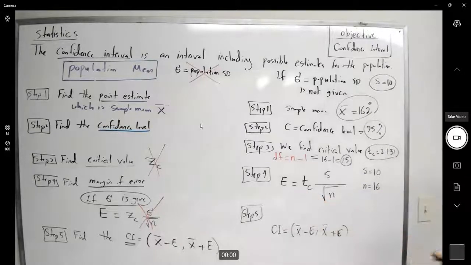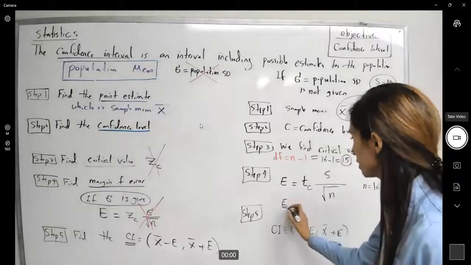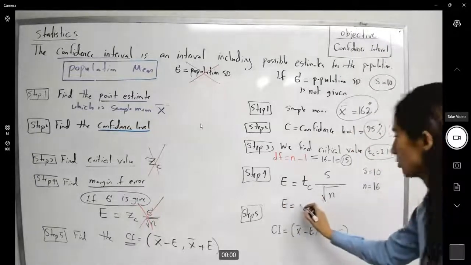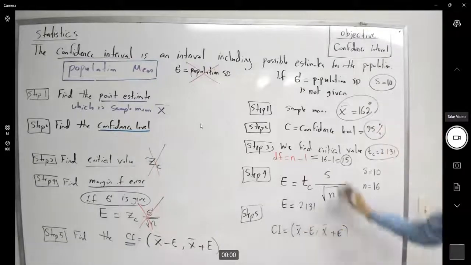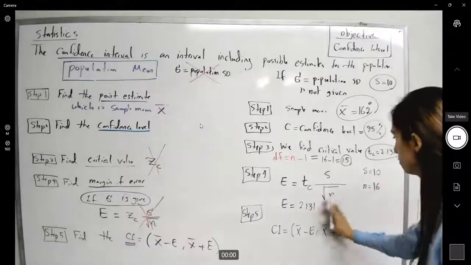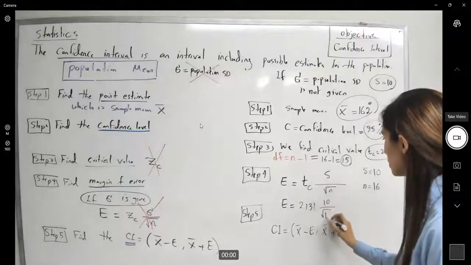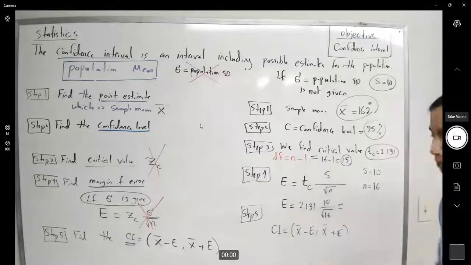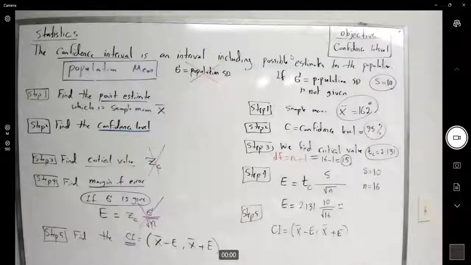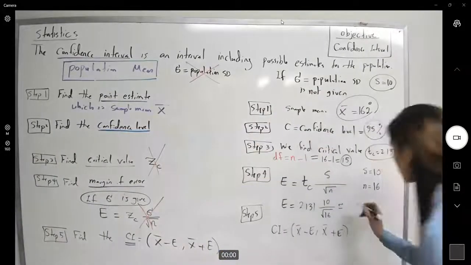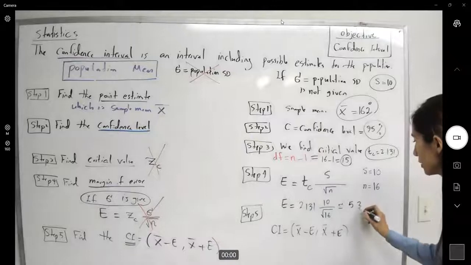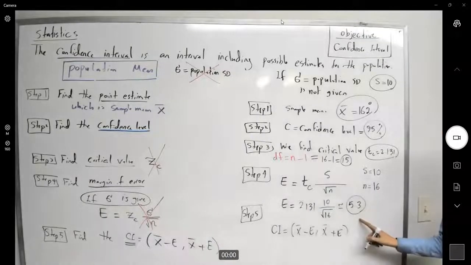Another piece of information that we found. Now let us find the margin of error. I have my TC, 2.131, times S. S is 10 divided by square root of 16. So what is my E approximately? 5.33, or 5.3. We found everything we need.